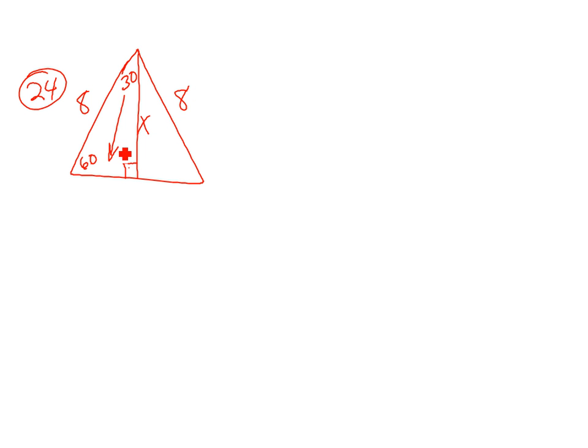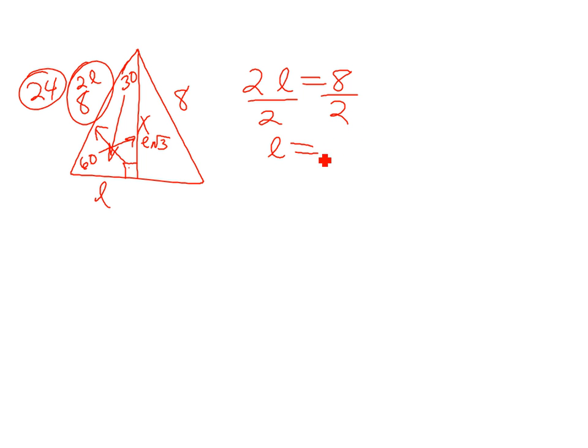Side across from the 30-degree angle has to be labeled L. Side across from the 60-degree angle, L times the square root of 3. That's the side we're looking for. Side across from the right angle is 2L. Well, then we know that 2L has to equal 8. Divide both sides by 2. L has to equal 4. If L equals 4, we stick it right back in there. So it would be 4 times the square root of 3. So X has to equal 4 times radical 3.